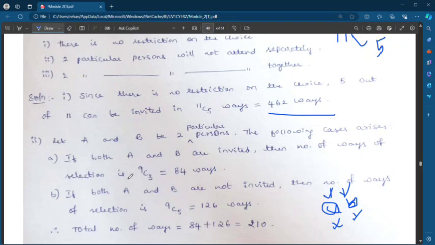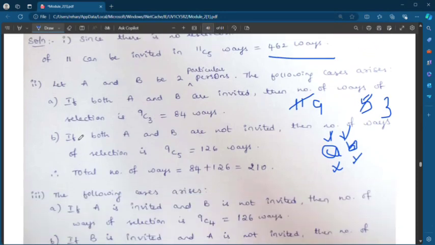So for the remaining positions from the remaining persons: total 11 persons were there, and total 5 persons are to be invited. In that we already invited 2, so the remaining 3 should be invited. Those two who are invited have already been taken, so the remaining is 9. From 9 persons I have to invite just 3. So 3 out of 9. So 9C3 is equal to 84 ways.